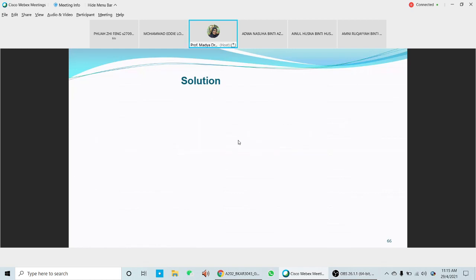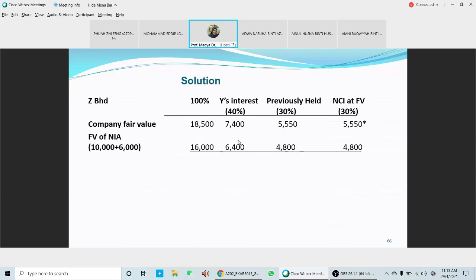The next one is for Z. For Z here, we have three different interests: Y has a direct interest of 40%, X also has a direct interest, which is the previously held one, and then the NCI also has 30%.